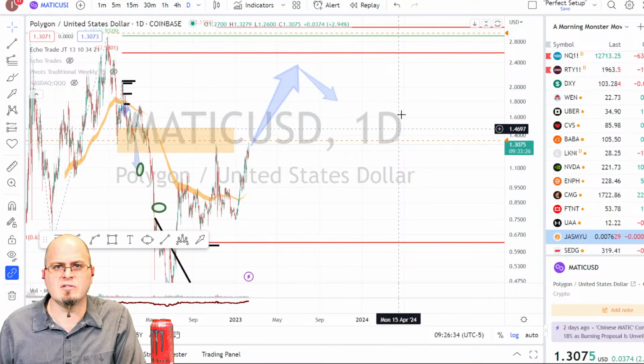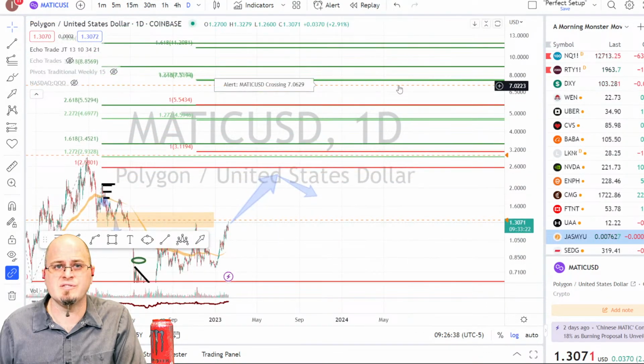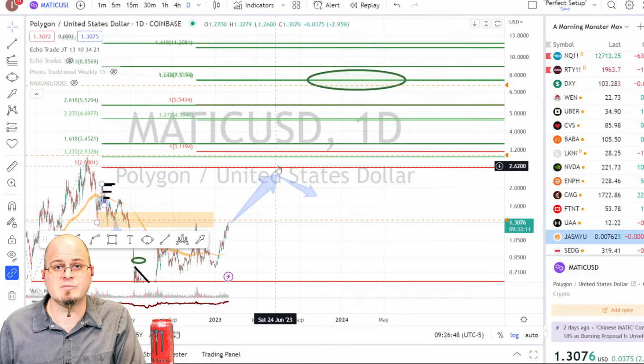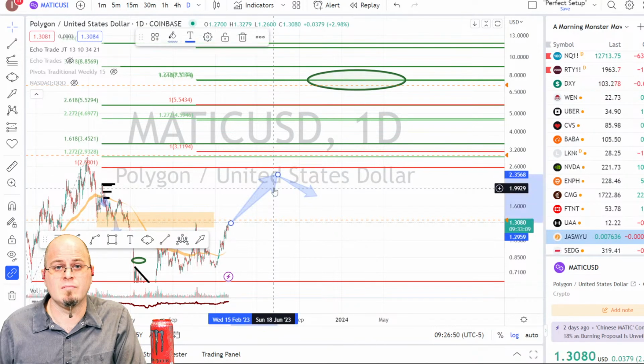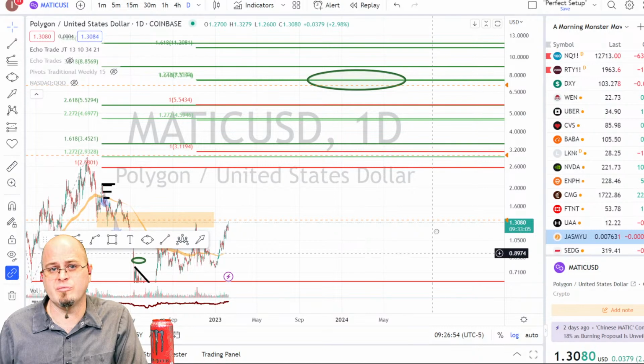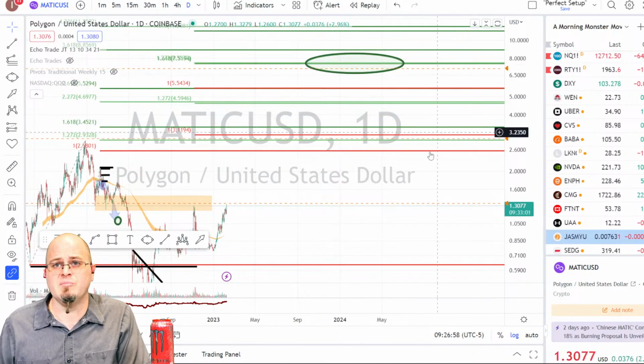That's not even with the log on. With the log chart on, the numbers get crazy. Like $8. And you can see that's where my alert is right there. That's where I expect it to go. Gotta have the log chart on when you're going from pennies to dollars to many dollars.